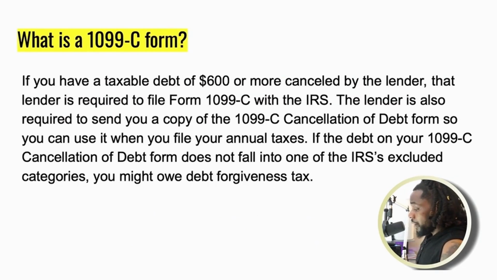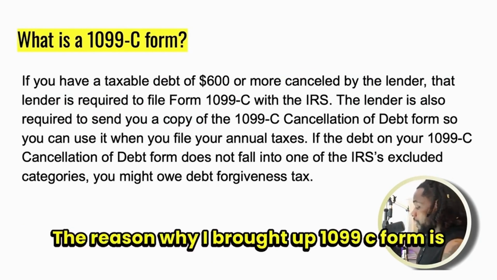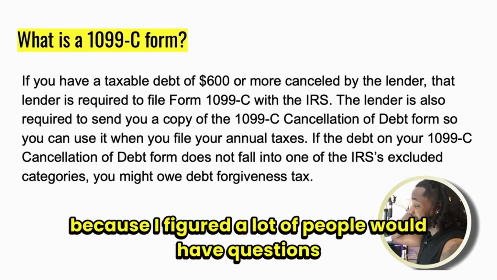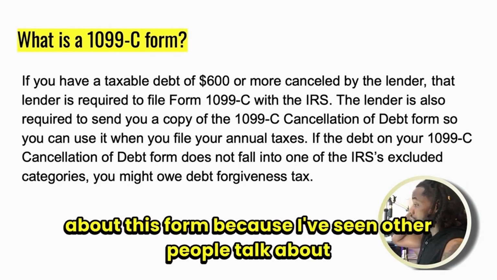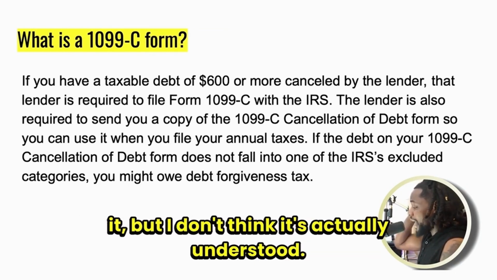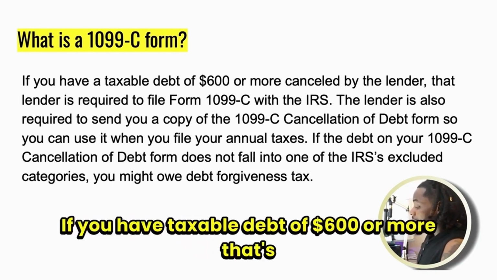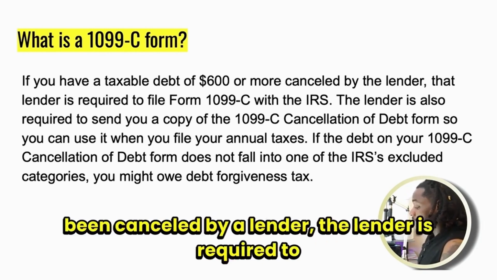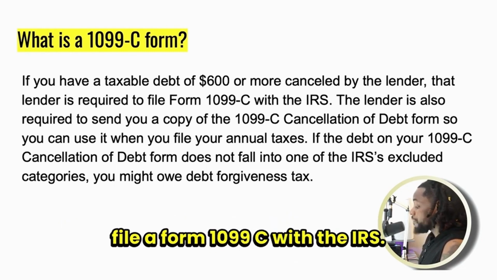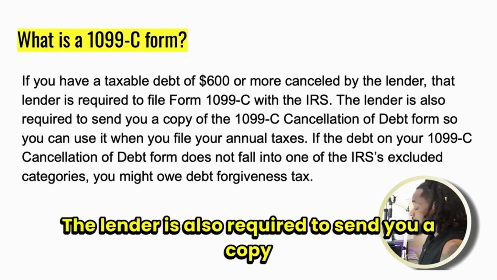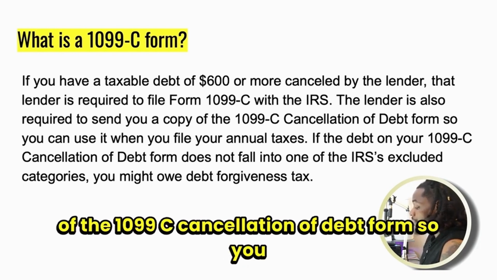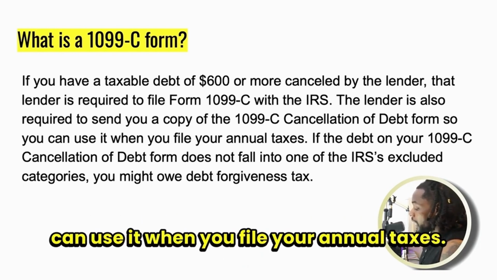All right. The reason why I brought up the 1099-C form is because I figured a lot of people would have questions about this form, because I've seen other people talk about it, but I don't think it's actually understood. So a 1099-C form, if you have taxable debt of $600 or more that's been canceled by a lender, the lender is required to file a Form 1099-C with the IRS. The lender is also required to send you a copy of the 1099-C cancellation of debt form so you can use it when you file your annual taxes.